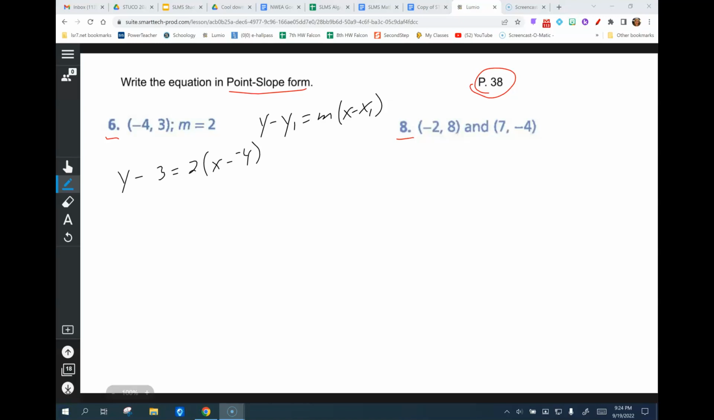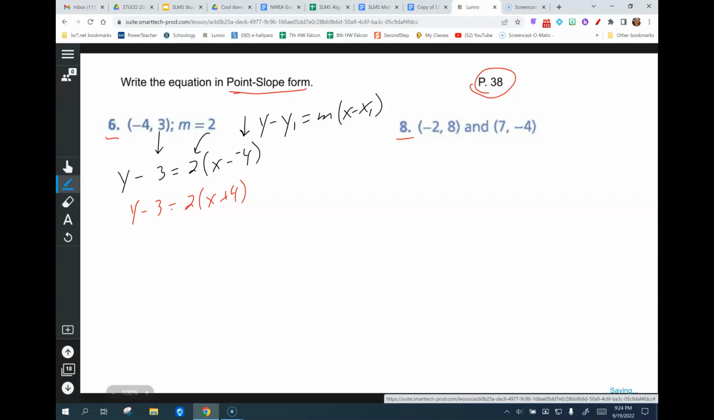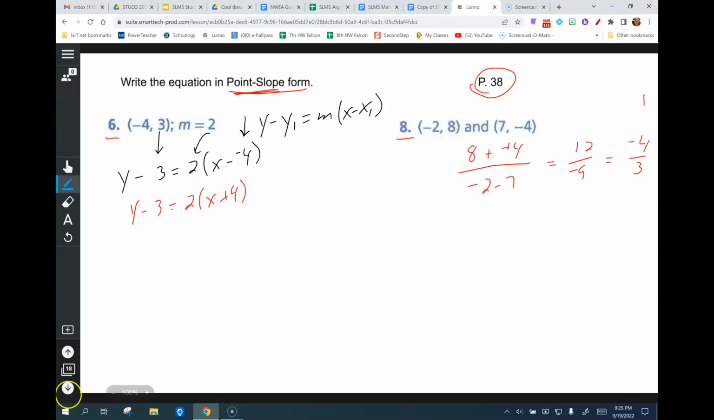So if I plug it directly in, 3 goes in for y, x is -4, and my slope comes right down here. Now, I would recommend cleaning it up, so y minus 3 is equal to 2 times x plus 4. And all they wanted was point slope form. You're done. Good. Think about number 8. What's the first thing you're going to have to do there? And do it. Did you get a slope of -4/3?